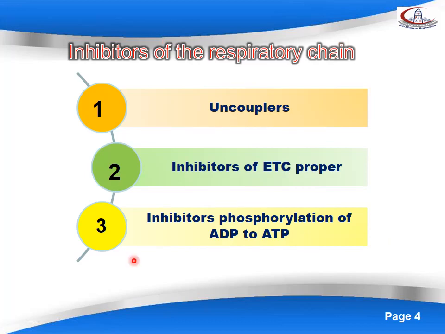Inhibitors of the respiratory chain: there are three mechanisms to inhibit it, either by uncouplers, or by inhibiting the components of oxidation, the complexes 1, 2, 3, 4 of the electron transport chain. And lastly, I can inhibit oxidative phosphorylation by inhibiting only phosphorylation in complex 5, so inhibiting the conversion of ADP into ATP. Let's see how these inhibitors act and how I can differentiate between them.